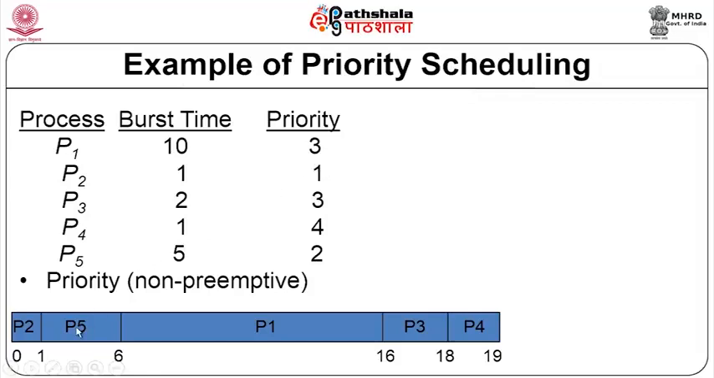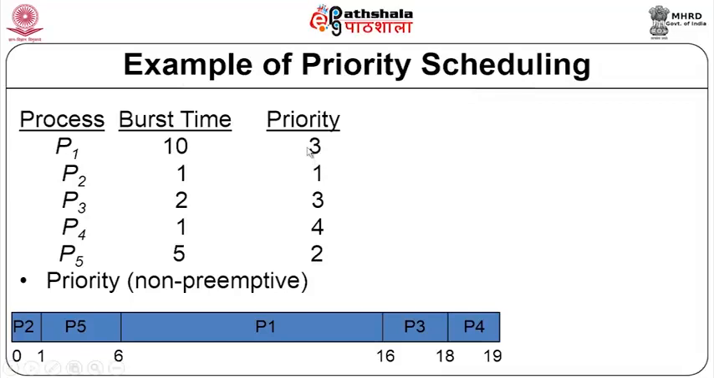And after P2, the next is process P5. P5 gets the CPU next because it has got the highest priority next. Priority number 2 is for P5, and P5 uses the CPU for 5 milliseconds, till t equal to 6. Then after this, you have 2 processes now, P1 and P3, and both of them with the same priority. Priority is equal to 3 for P1 and P3. And of the 2 processes P1 and P3, one should be picked up.